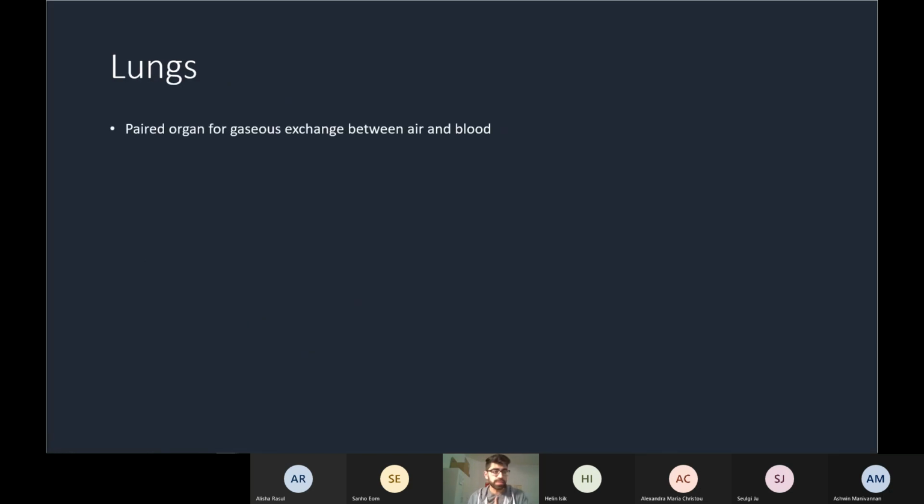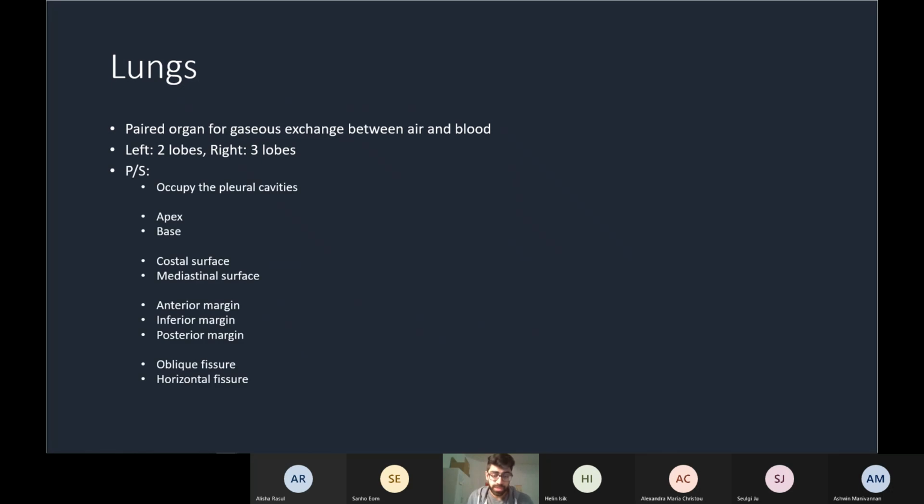Okay, so now let's go into the lungs. Lungs, as you know, are paired organs for gas exchange between the air and the blood. So we have the alveoli and the alveolar membranes, which are performing this function. In terms of the structures, we have two lungs, like I mentioned. Each lung has either 2 or 3 lobes. So the left lung has 2 lobes, the right lung has 3 lobes.